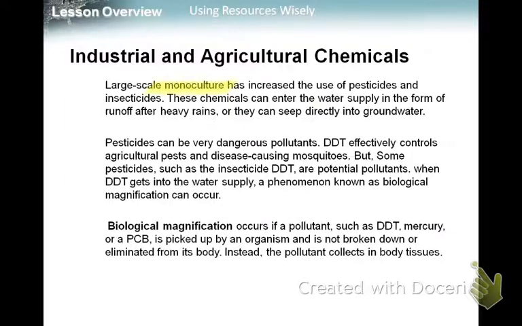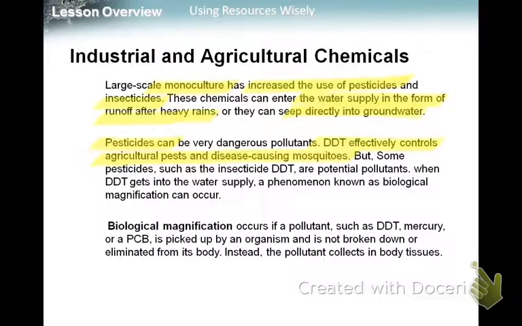Monoculture, because we're trying to grow only one type of plant, has increased use of pesticides and insecticides. These can enter the water supply in the form of runoff after heavy rains, and they can seep directly into groundwater. Pesticides can be dangerous pollutants. A pesticide called DDT controls agricultural pests and disease-causing mosquitoes.